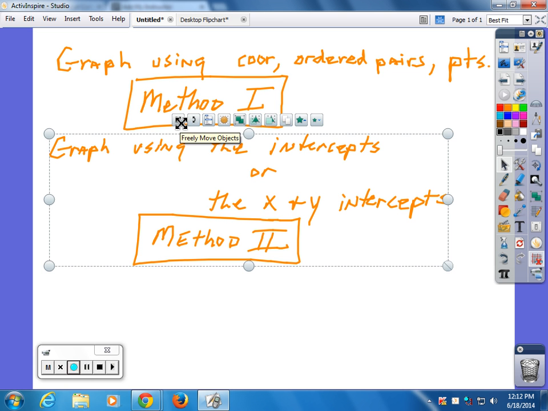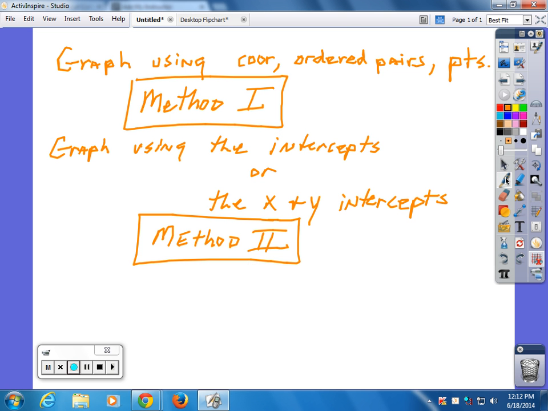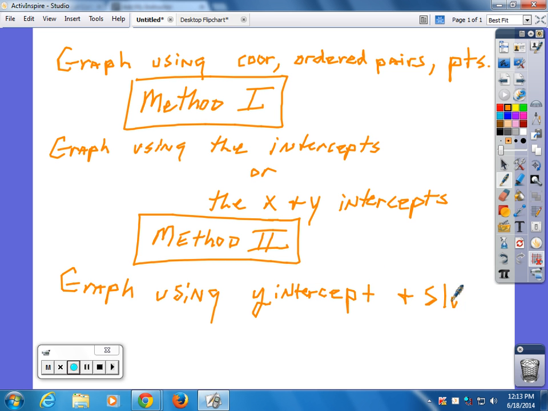All right. Well, what about the third method? The third method will be saying graph using the y-intercept and slope, or slope and y-intercept. And when you see those directions, you use method 3.